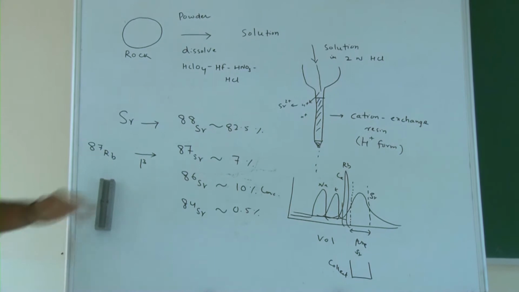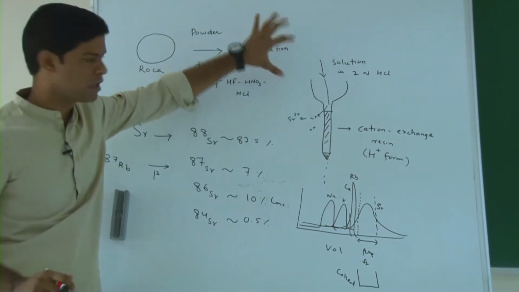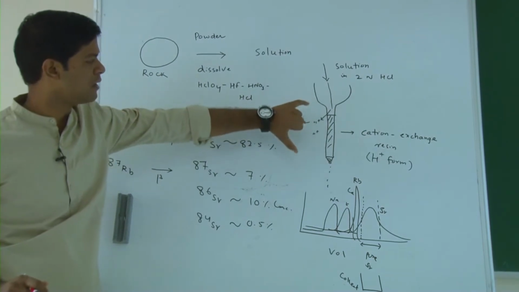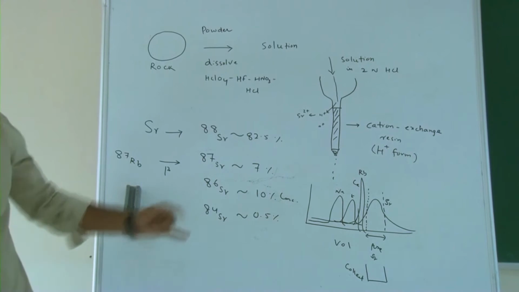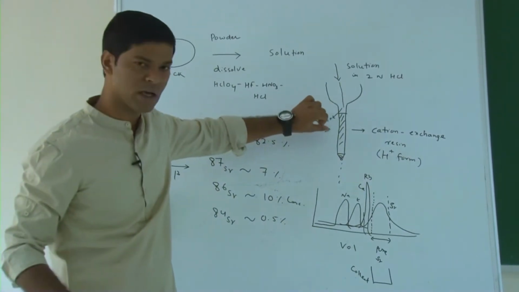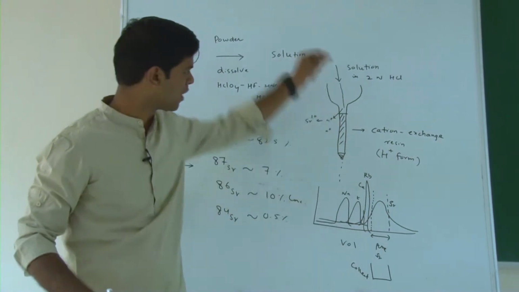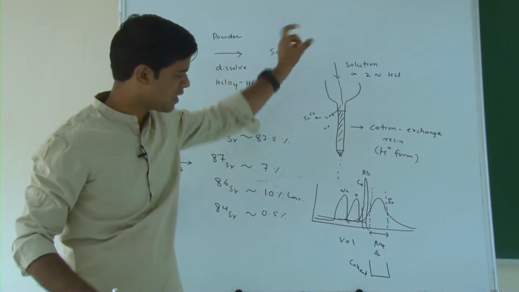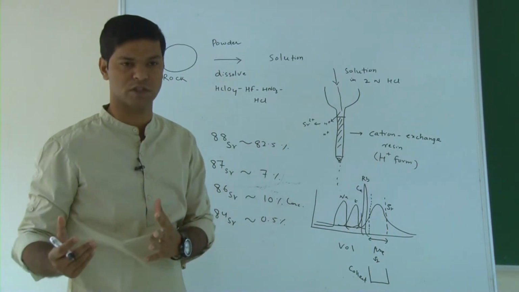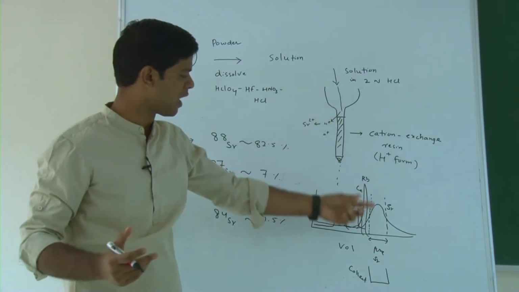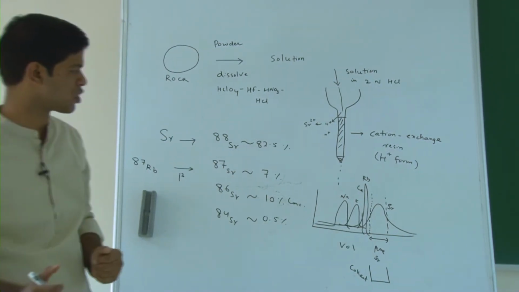I will repeat again. First you take a rock, prepare a solution phase, you have a column, and you have to standardize this column depending on its length. At a particular volume of acid, when you are pouring this acid, strontium will come out. The retention capacity will allow that, and when it will come will depend on the distribution coefficient of strontium.